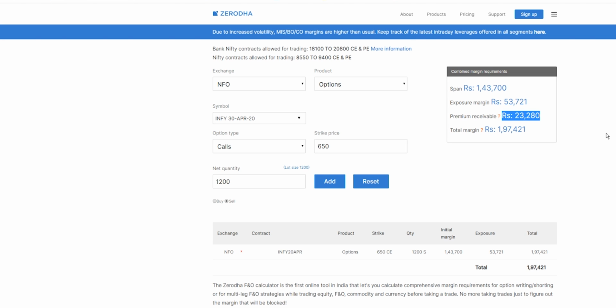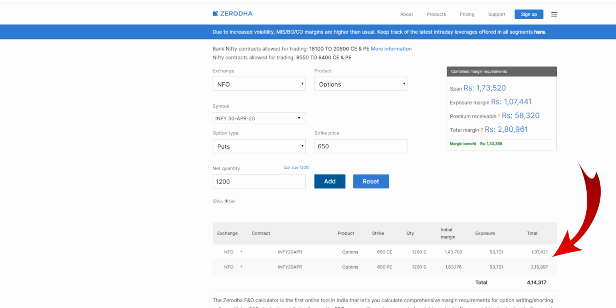Okay, 650 call option is 1,97,000. If you do 650 put option, 650 call option is approximately 2 lakh. 650 put option will also be approximately 2 lakh. But when you do both together, the margin is actually not 4 lakh, it's only 2,80,000. So this is called margin benefit. You can see that margin benefit is reflected here.